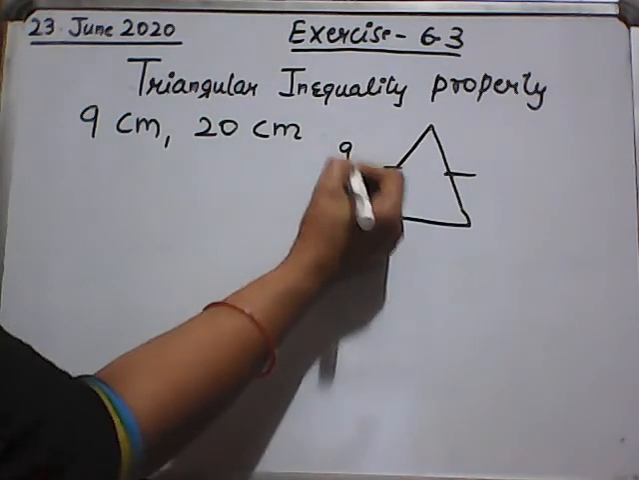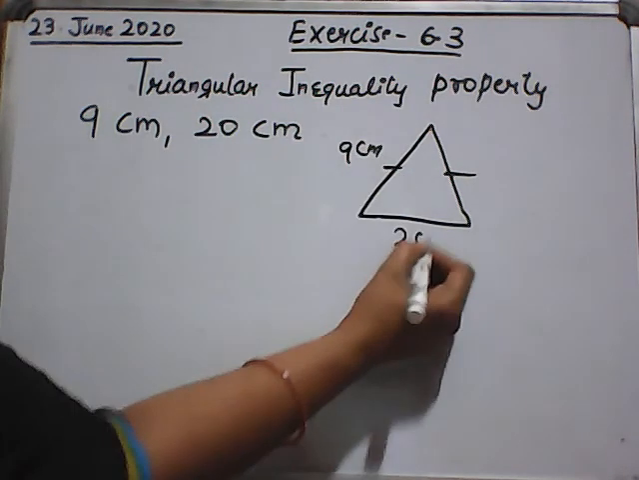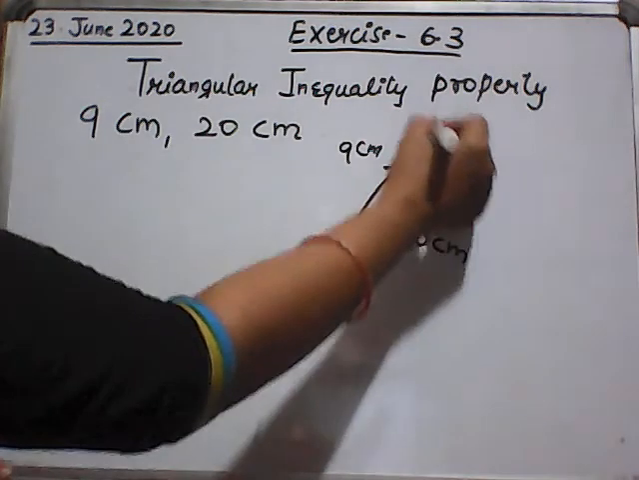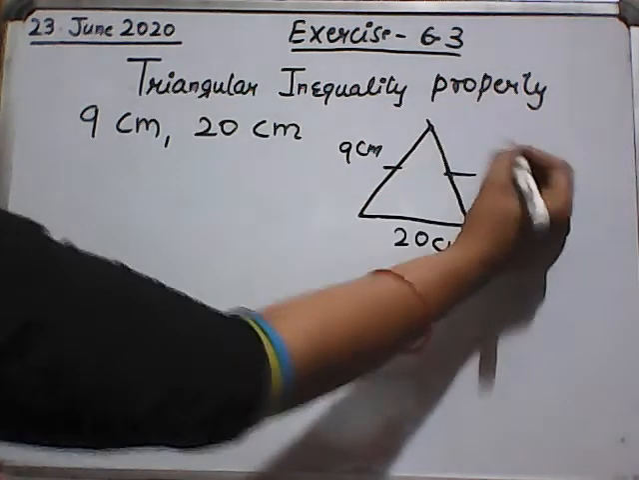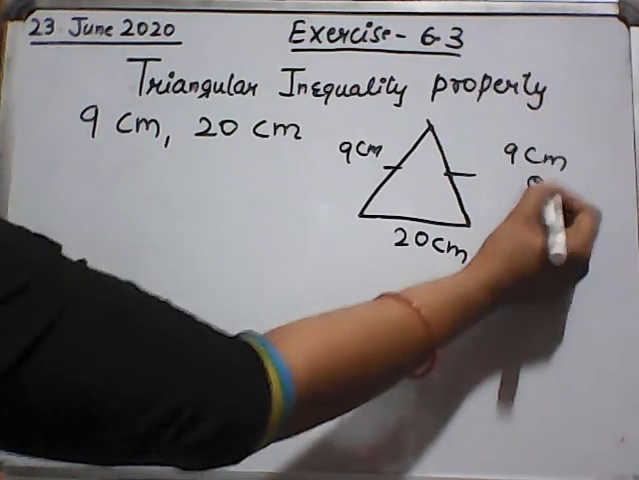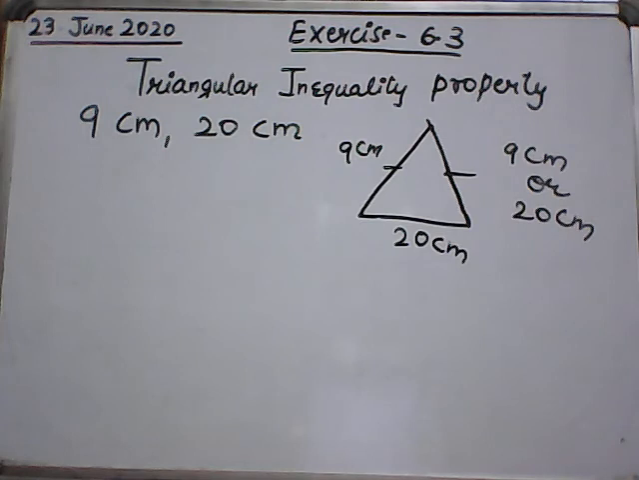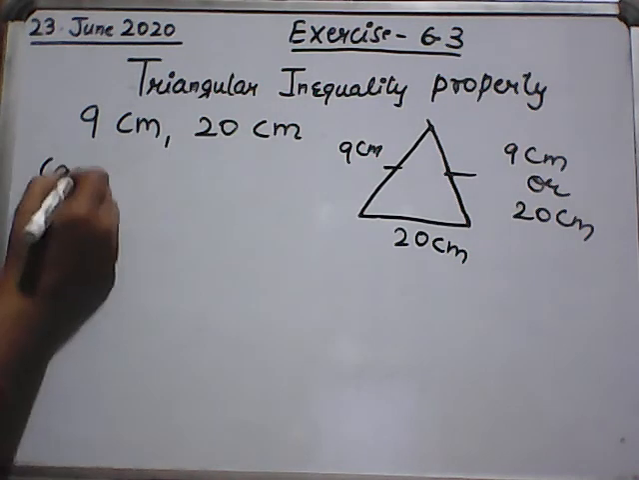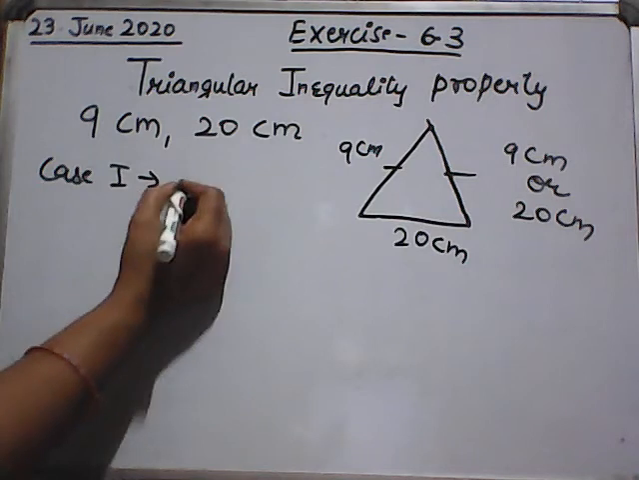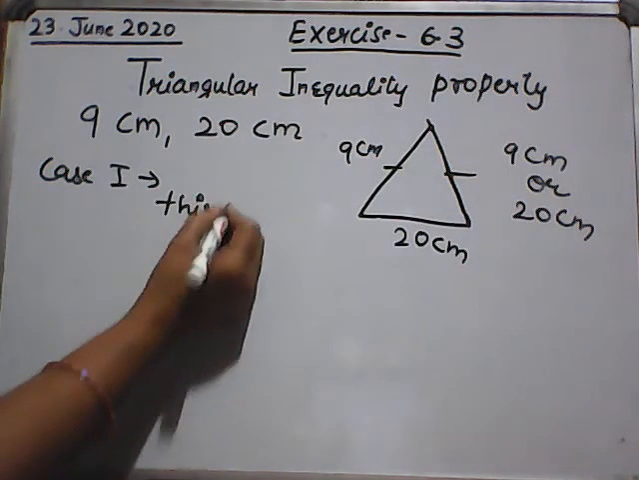One side is given to you, 9 centimeter, and another side is given to you, 20 centimeter. Then what is the length of the third side? It should be either 9 centimeter or 20 centimeter. You have to check which side satisfies the triangular inequality property, that will become the third side. Now, case 1: if we take the third side as 9 centimeter.